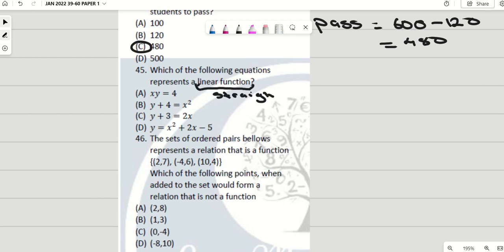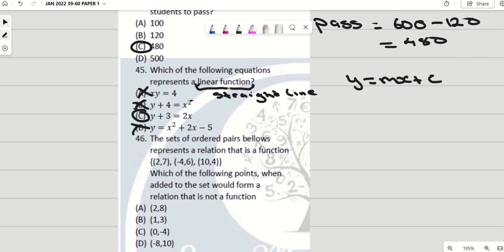And when you hear the word straight line, they want the equation that represents a straight line. It has to be in the form y = mx + c, if you guys remember this. Right now, if you see xy = 4, no. This has x squared. Anything with squared is no. So B and D are out. So through a process of elimination, you could have gotten C.